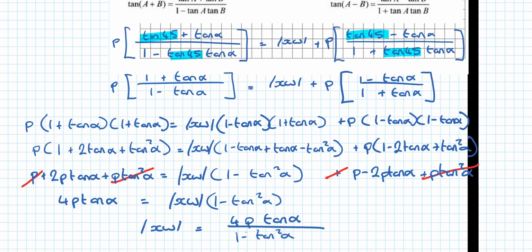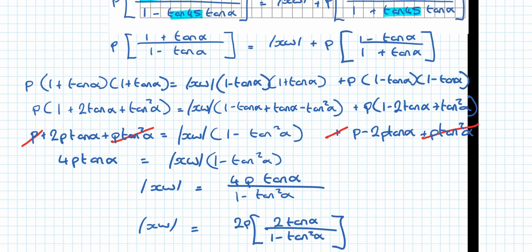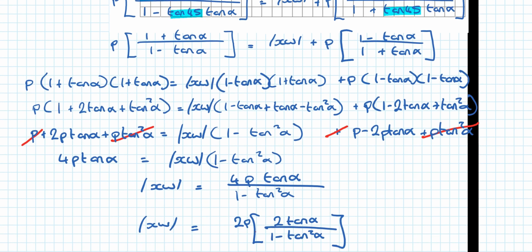And this is where the double angle comes in. We can factorize out the 2p. Fine, factorize out 2p. Because, remember in the question it said get xw is equal to 2p tan 2 alpha. So I kind of want a 2p out the front. That's why I'm factorizing out the 2p.